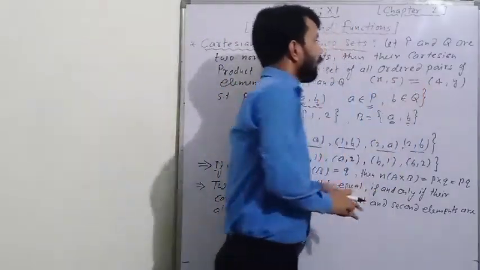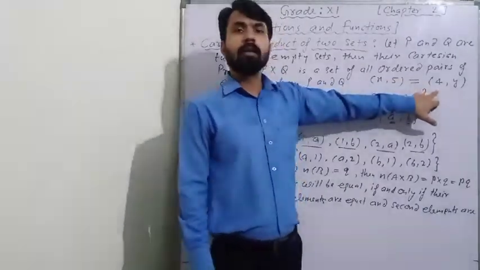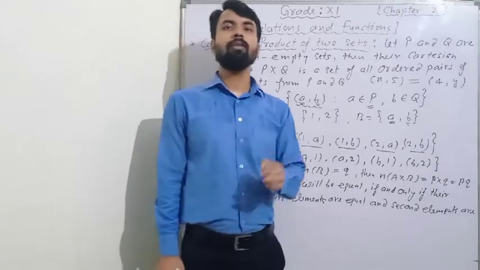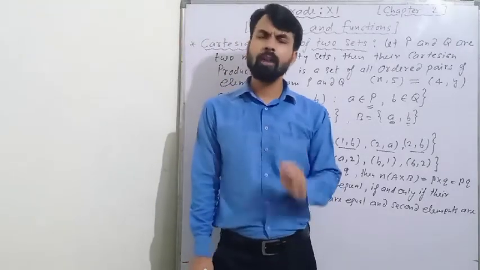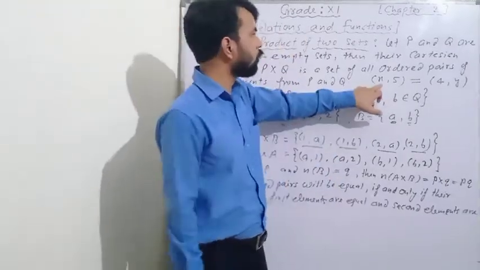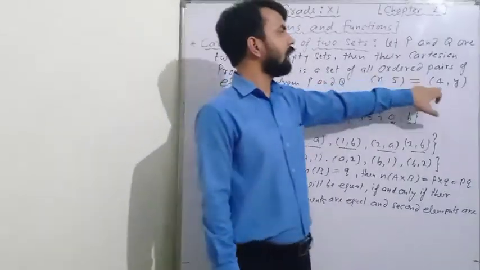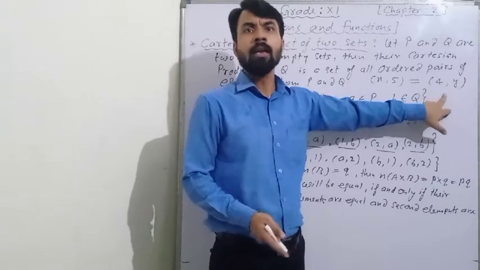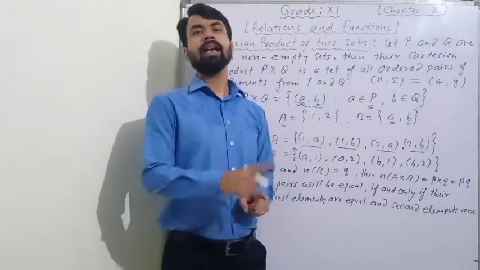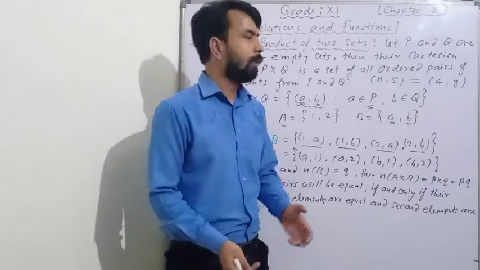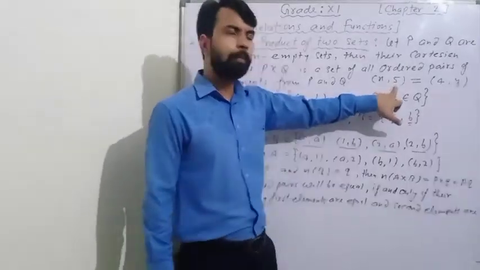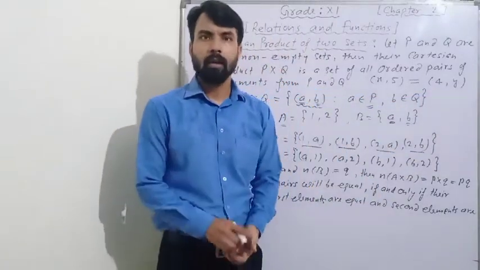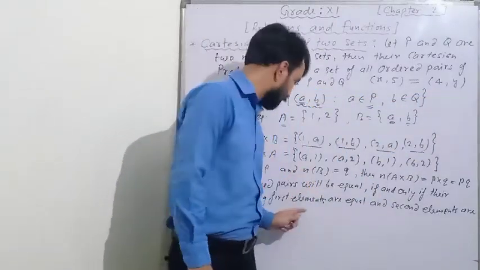So beta, these two ordered pairs would be equal if their corresponding first elements are equal. Corresponding first element means the first element of this ordered pair and the first element of this ordered pair. They must be equal. Are you getting this point? Similarly, the corresponding second elements are also equal. Means the second element of the first ordered pair and the second element of the second ordered pair will be equal. Understood? So this is the point.